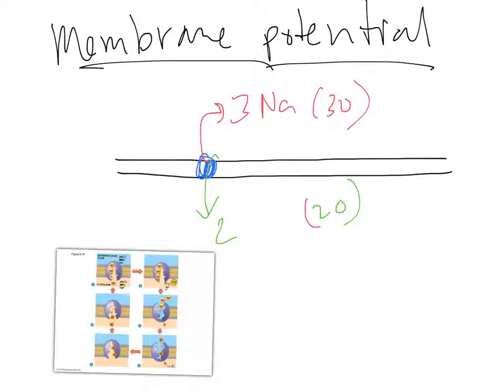What has happened? How many more positive ions are there on the outside of the cell? All right? So there's a net positive charge. Okay? There's a difference. Okay? What that creates is a gradient. Okay? There are more positive ions on the outside than on the inside. It is similar to a concentration gradient. This is what we call an electrochemical gradient.